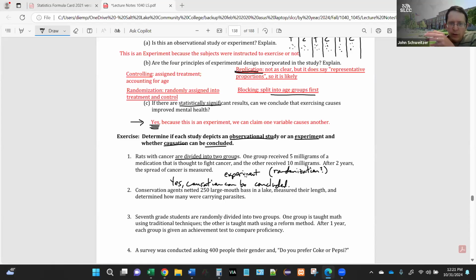And so there's 2 variables. There's the length of the fish, and then there's parasites, right? The presence of parasites. So this would be, parasites causing length, right? Or the explanatory variable would be parasites. The response would be length. But again, they're not like introducing parasites into the fish. So this would be observational. So we cannot conclude causation.